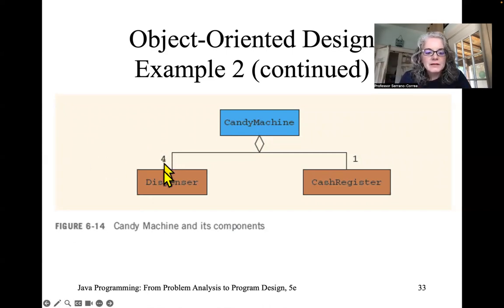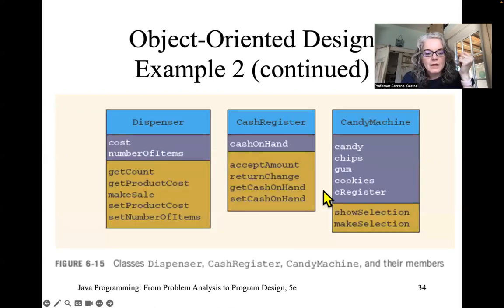This 4 here means that there are 4 dispensers. So we create one class for dispenser, and there's going to be 4 objects. And here we just have one cash register. So the dispenser class would have the cost of the item and the number of items. So remember, there's going to be 4 dispenser objects, sorry.